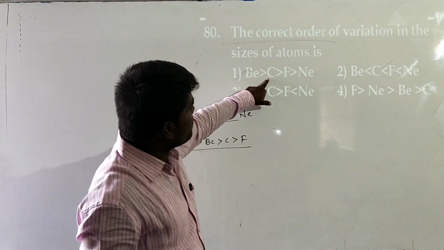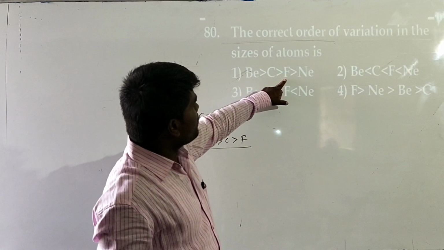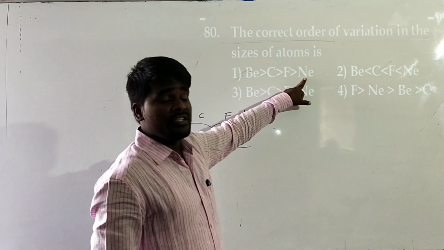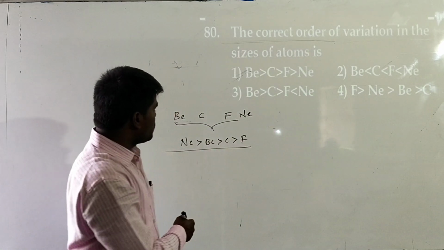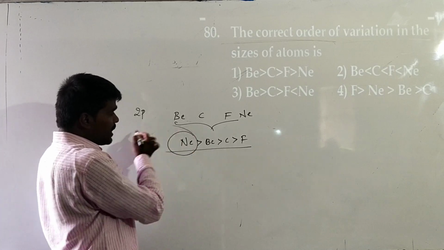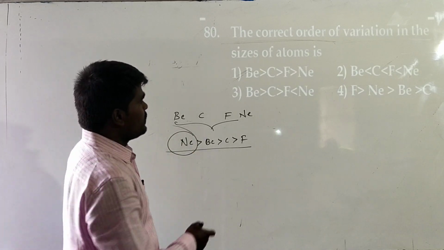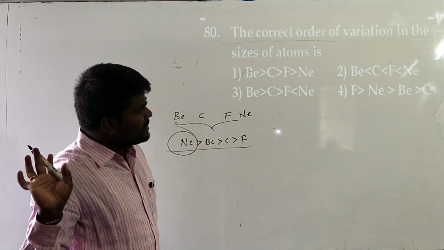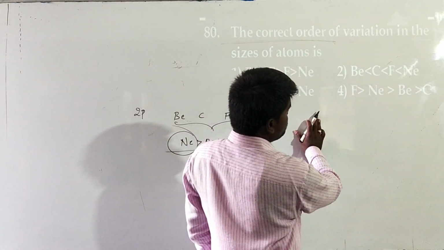Beryllium is greater than carbon, and this is greater than fluorine, but neon is given as the least. This is the wrong option. According to the criteria, neon should be the largest because it is a noble gas element. So you can eliminate this option. And let us see the next option.